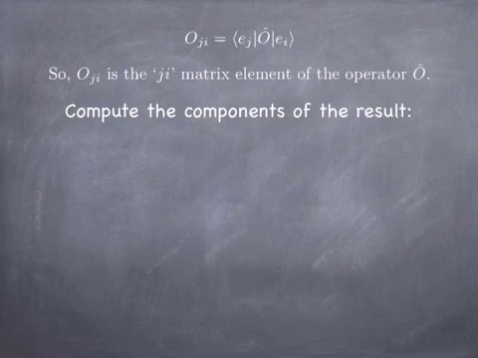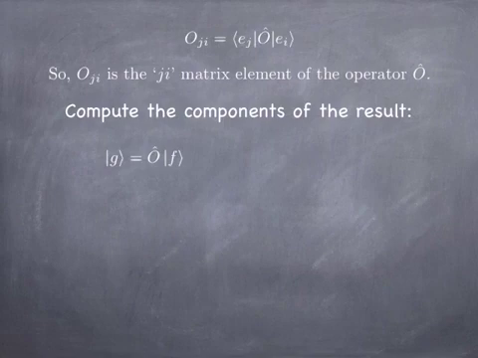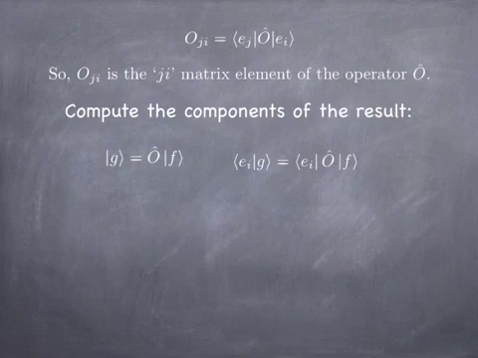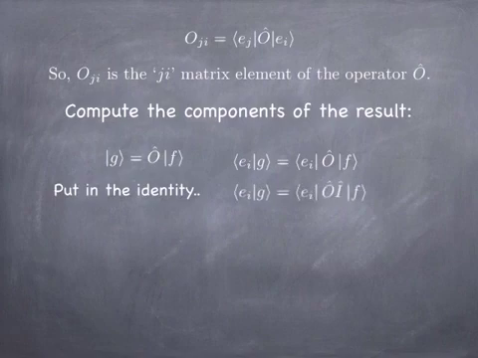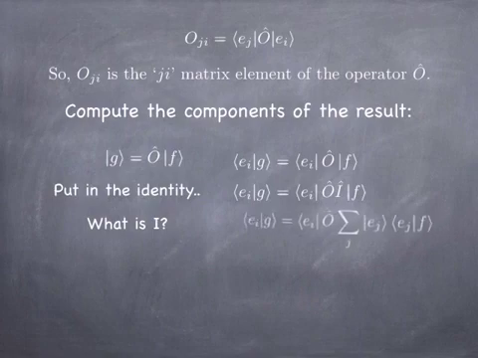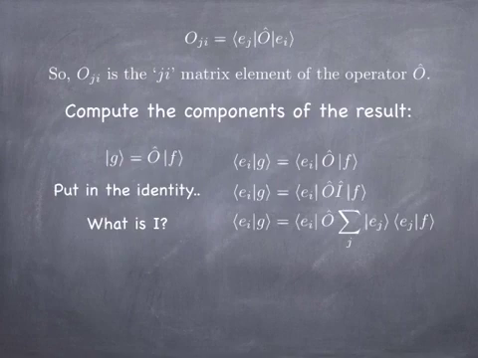Okay, so let's get the components of the resulting object. So if O acts on F, that produces a ket G. E sub i acting on G is the same as E sub i acting on O acting on F. But how do we figure out what that is? Well, remember I said a lot of times if you don't know what to do next, just stick the identity in. Let's try it. We'll put in the identity between O and F, but then we'll rewrite the identity as the superposition of the projection operators of the entire basis, like that. Okay, I just replaced the identity with the sum over j of E sub j ket times E sub j bra.